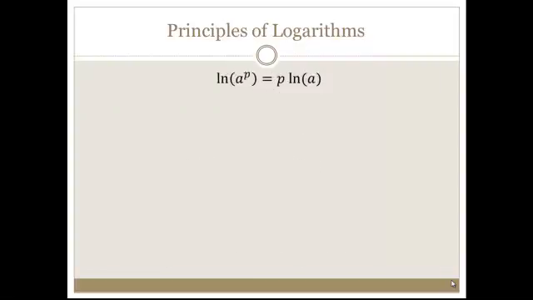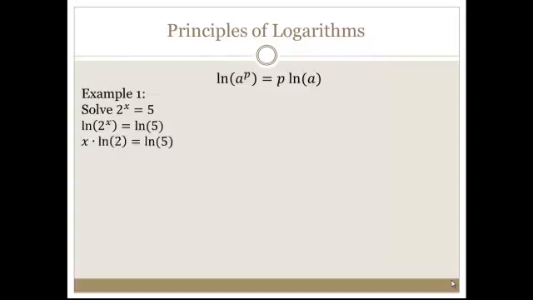Using this property, let's look at some examples. First, let's solve 2 to the x equals 5. To get out our variable x, which is in the exponent, we need to take a logarithm. To keep our equation balanced, we need to take the natural log of 2 to the x and the natural log of 5. Our property allows us to simplify the left-hand side as x times the natural log of 2. Now to solve for x, we simply need to divide by natural log of 2 to get x equals the natural log of 5 divided by the natural log of 2, which is roughly 2.32.